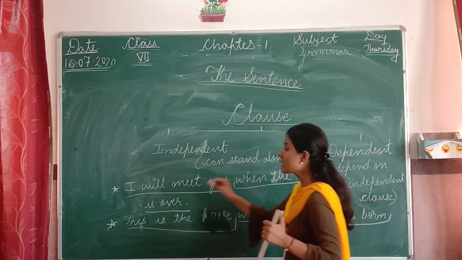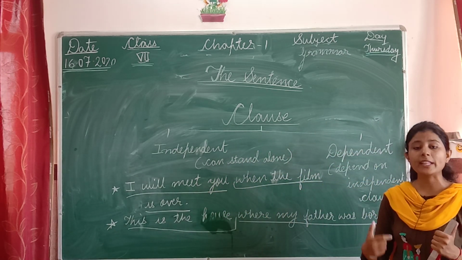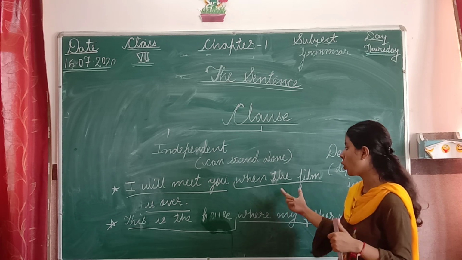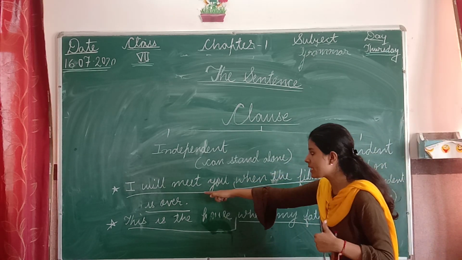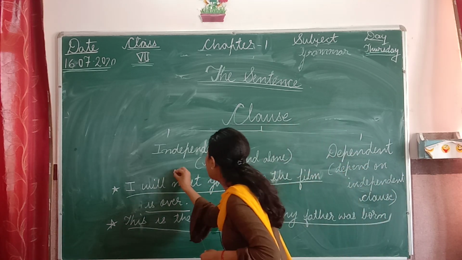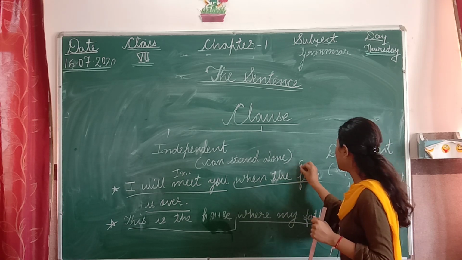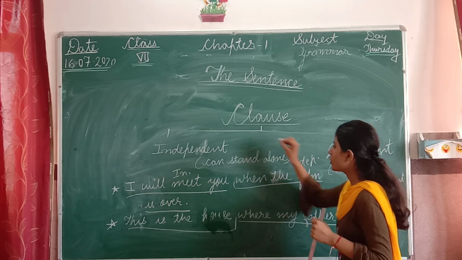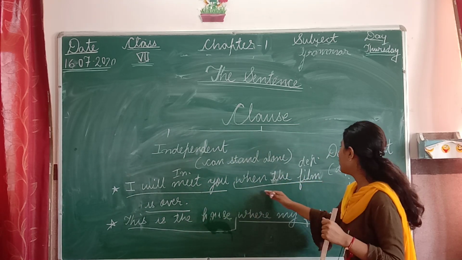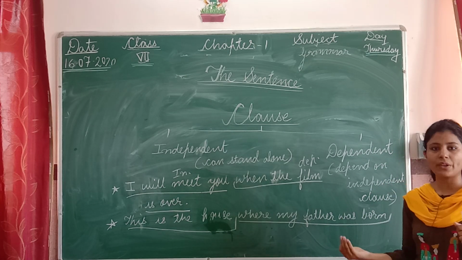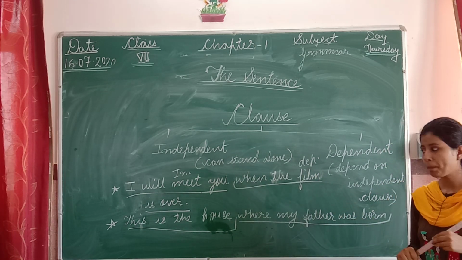First sentence, first clause, "I will meet you." It is the clause which is conveying the complete sense and can stand alone without the help of the other clause. So this clause will be the independent clause, and the other will be the dependent clause because it depends on the first to convey the complete sense. "When the film is over" is not conveying the complete sense, and that's the reason it will be a dependent clause.